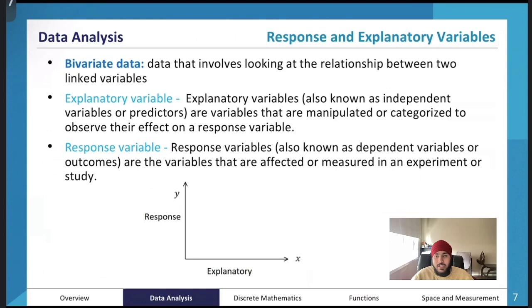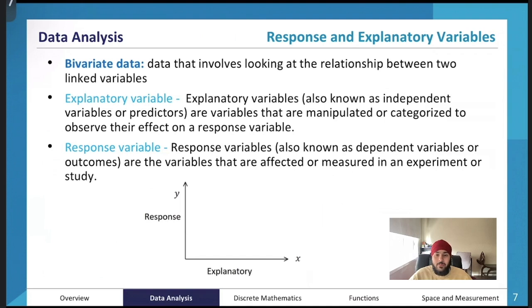Univariate data just looked at one variable, whereas bivariate data now looks at two variables. So we're looking at the relationship between two separate variables and basically how they link to each other, and also how we can explain one variable, or the behavior of one variable, based on the other variable.